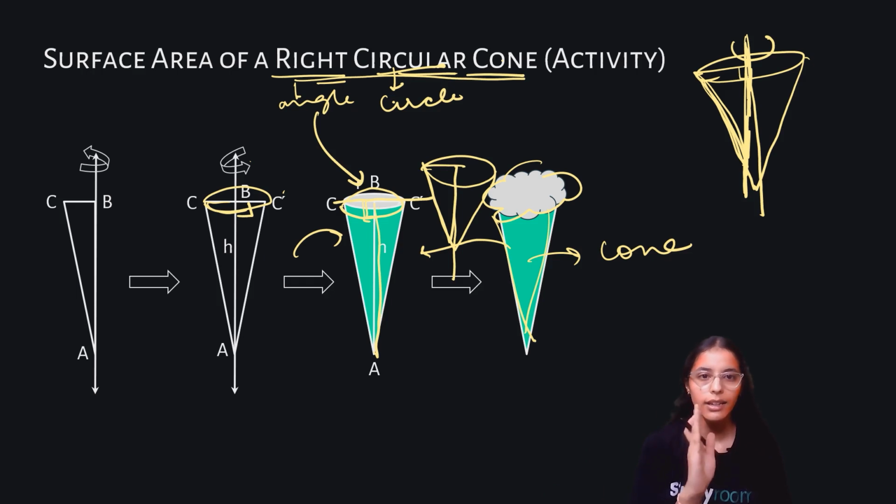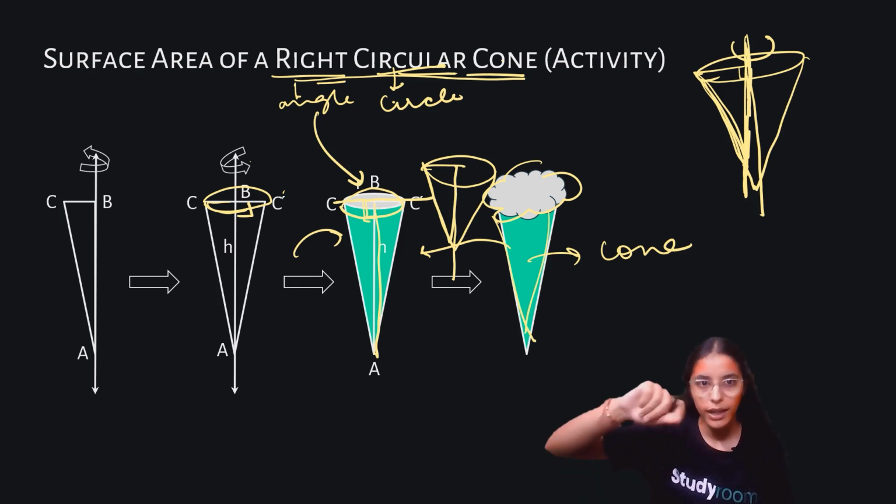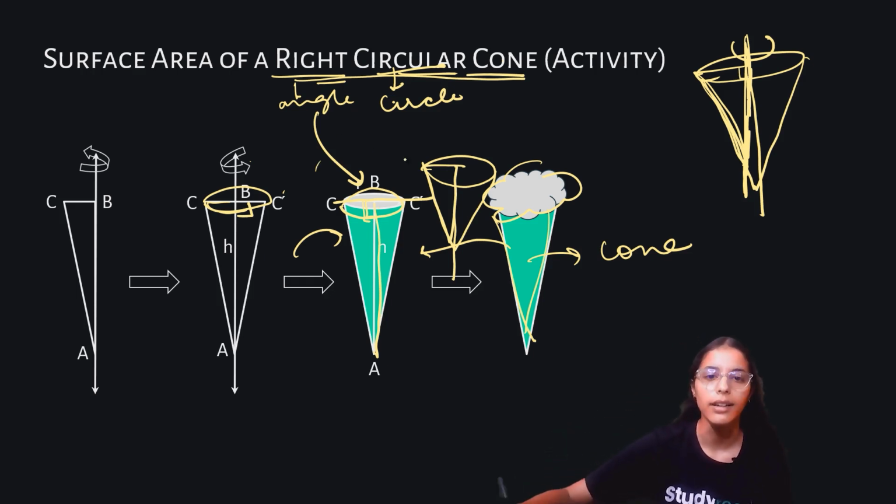It is like stacking the right angle triangle like this. We're stacking it like this. When we rotate the right angle triangle, we get a cone, a right circular cone.